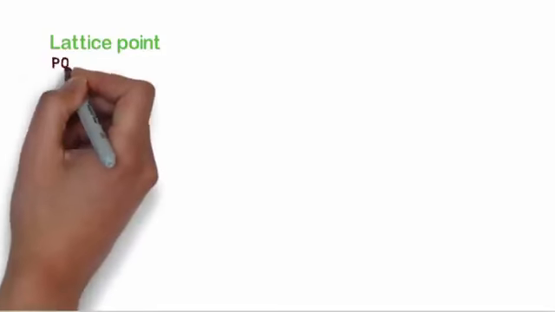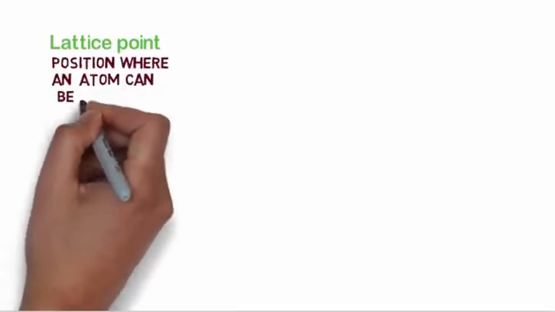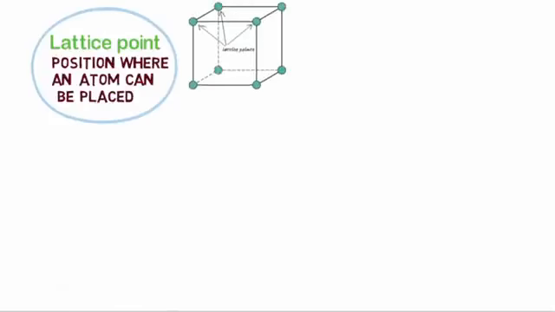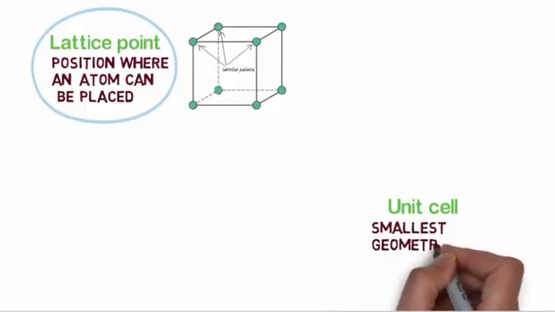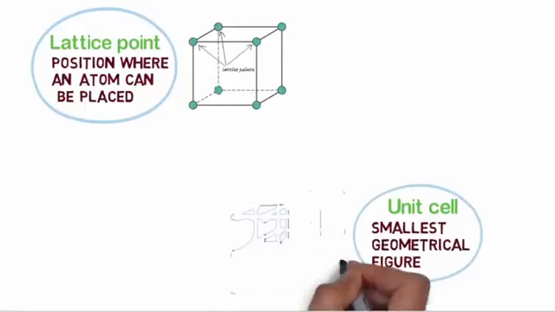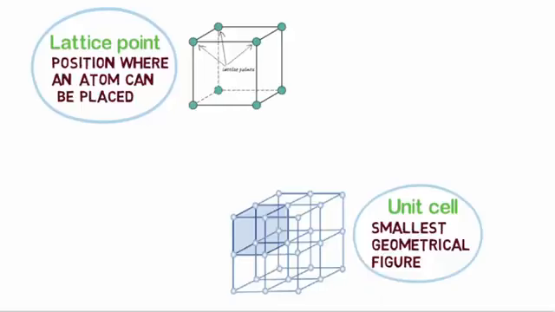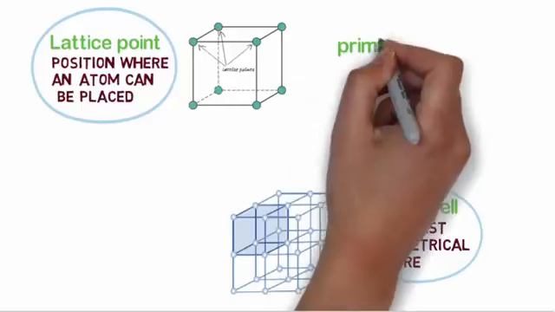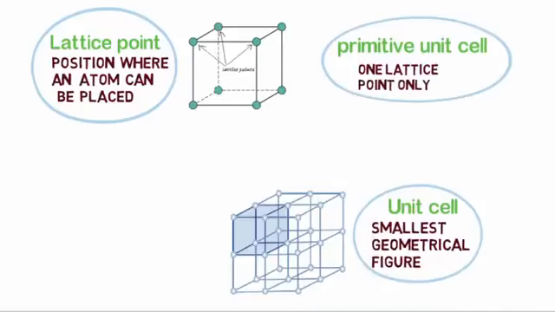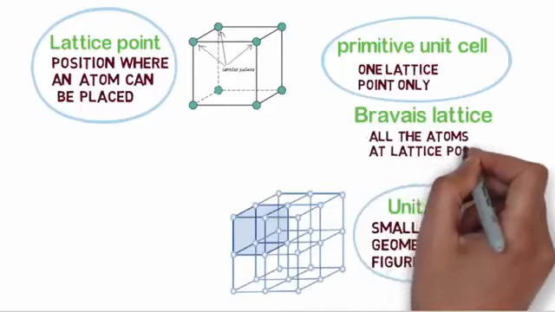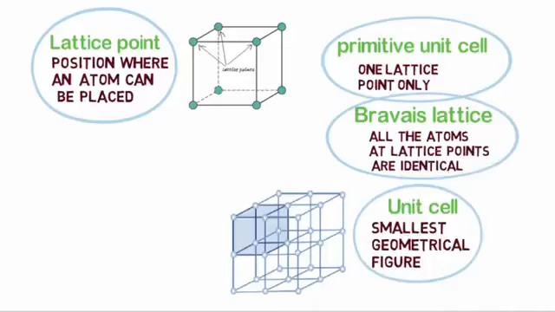Lattice points are the positions or coordinates where we can place an atom, so we can find either an atom or vacancies at the lattice points. Unit cell is the smallest part of a crystal. The whole crystal structure can be formed by the repetition of these unit cells. A primitive unit cell is the cell that contains one lattice point only. And if all the atoms at different lattice points are identical, then the unit cell is called Bravais lattice.